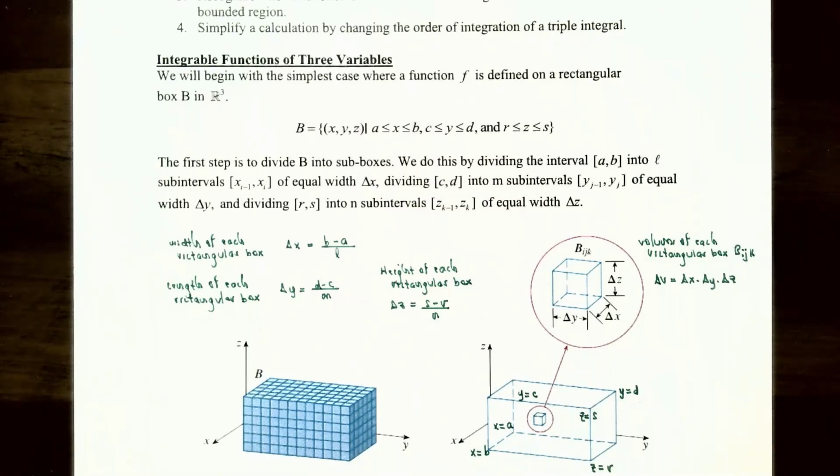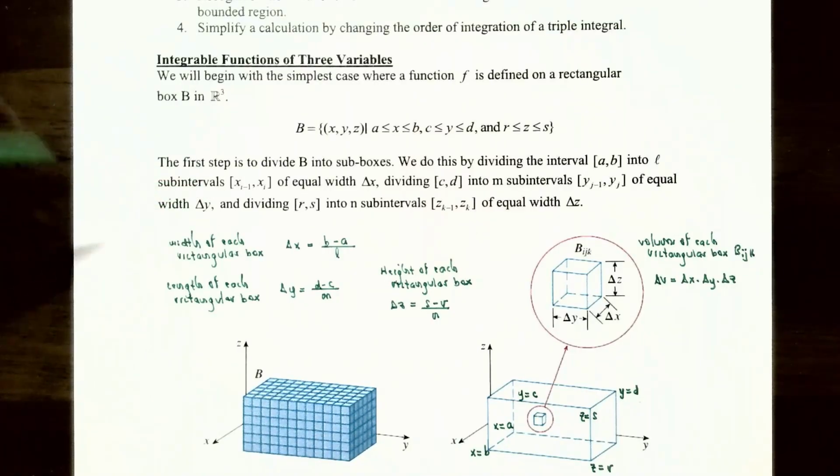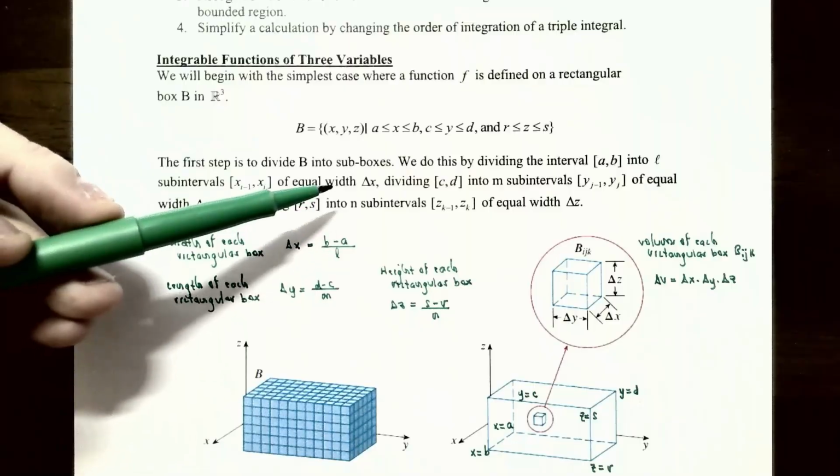divide up the box into sub-boxes. And to do this, we're going to take the values for x, which are between the closed interval a to b. We're going to divide, or partition, this interval into L subintervals of the form x sub i minus 1 to x sub i. Each of the subintervals will have equal width, which will be represented as delta x.